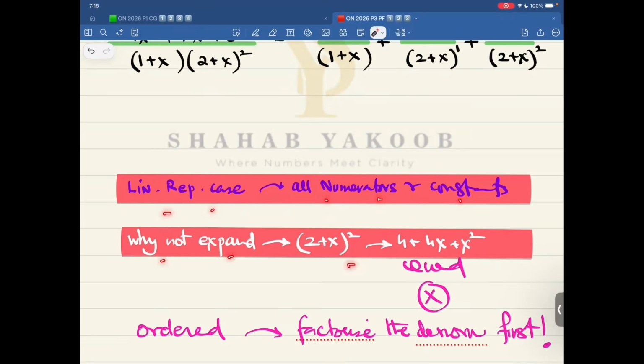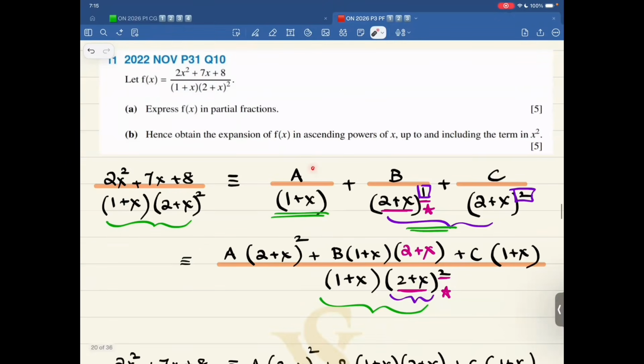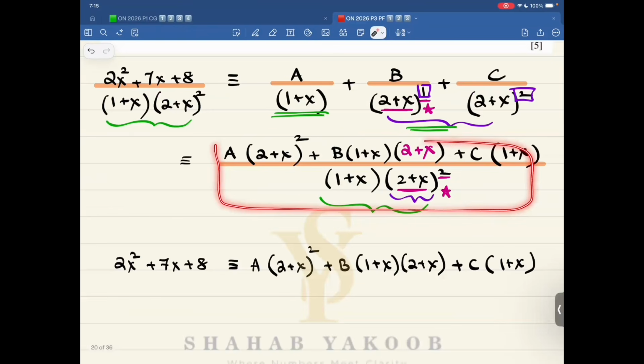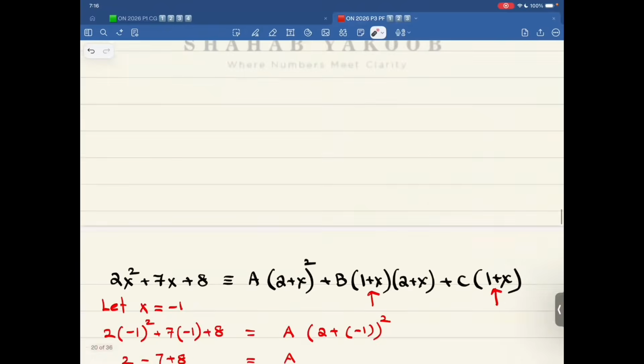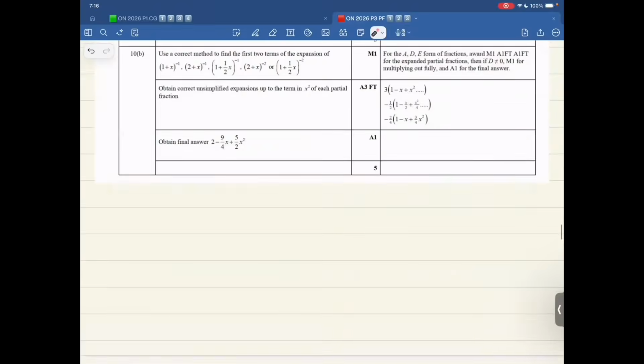Why not expand? Because the order is to factorize the denominator. We are ordered to follow this rule. So now A over the first factor, B over the linear factor with a power of 1, C over the linear factor with a power of 2. Be very, very careful. Watch the last time video, how I was taking the LCM. Find the three unknown constants, write things as it is.